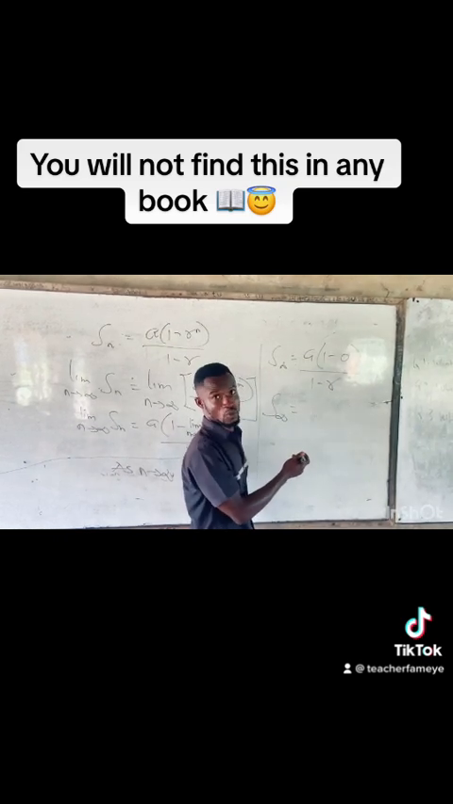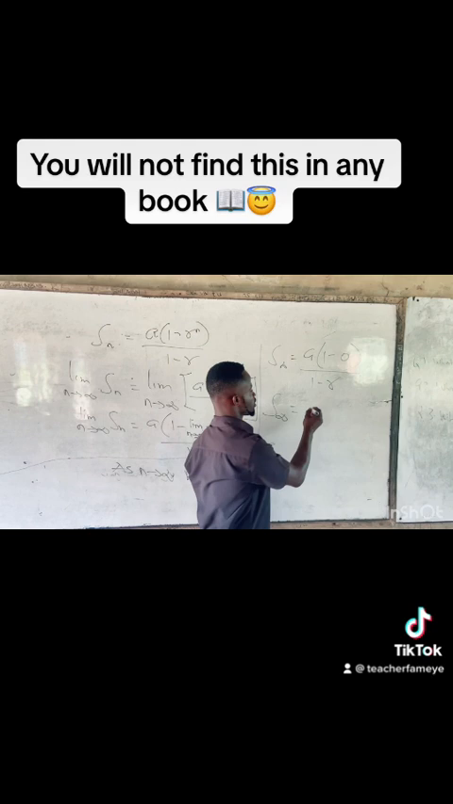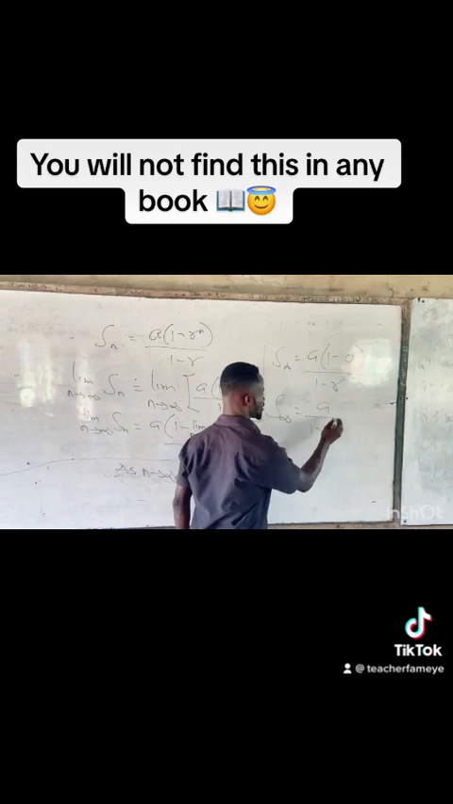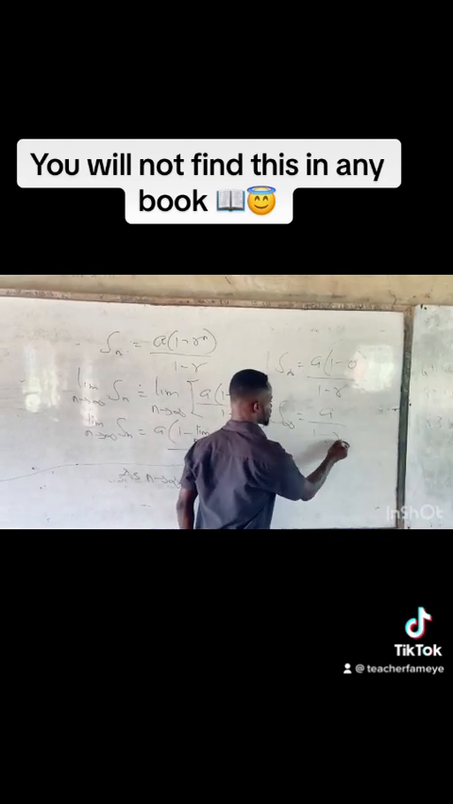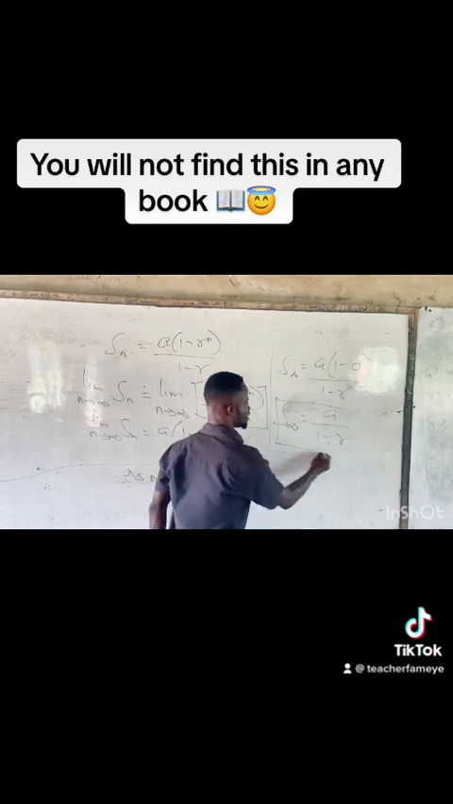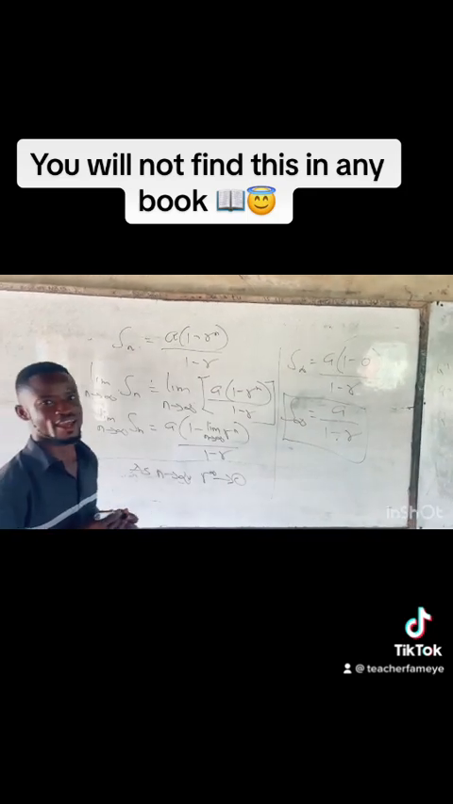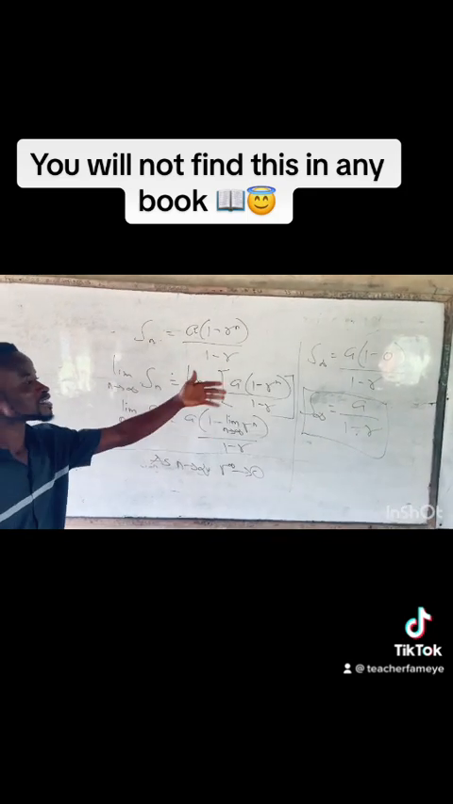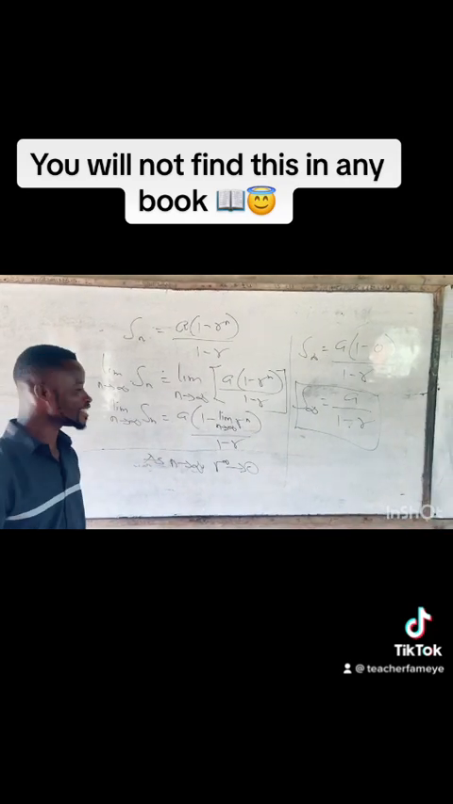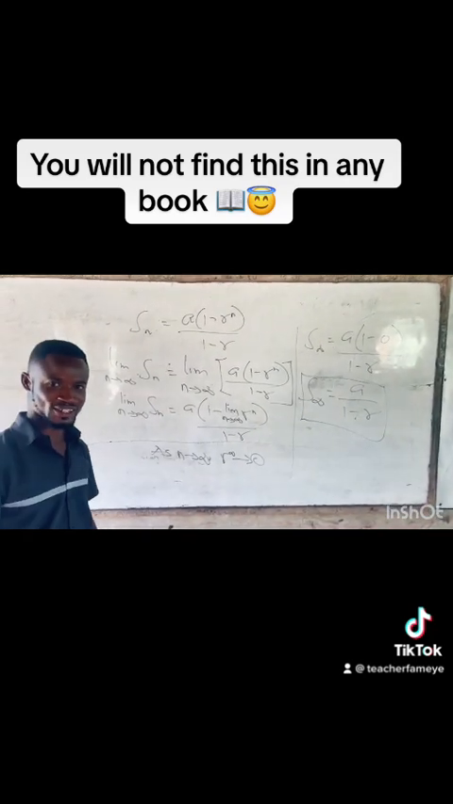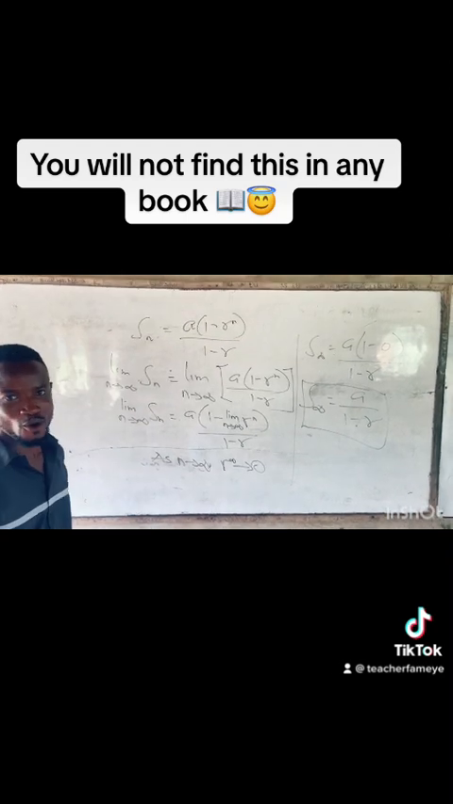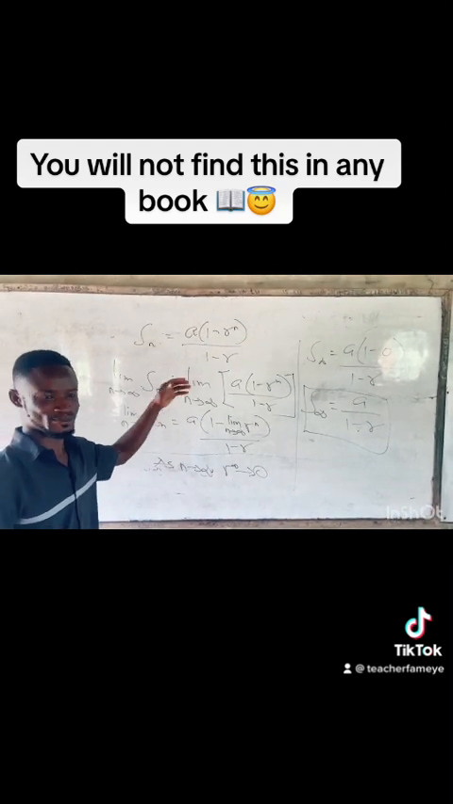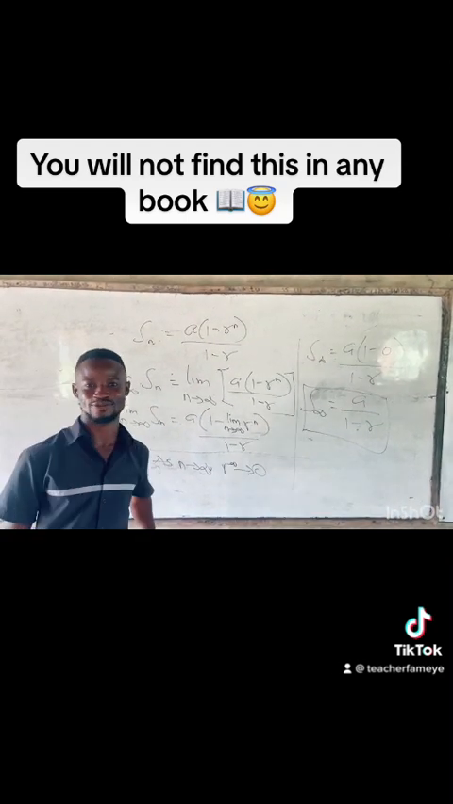So now, really we can see that S infinity is equal to a times (1 minus 0), and 1 minus 0 is 1. So a times 1, you get a over 1 minus r. So this is the idea of the proof of the sum to infinity formula in geometrical progression, or in a whole, sequences and series. Thank you. See you for the next video.